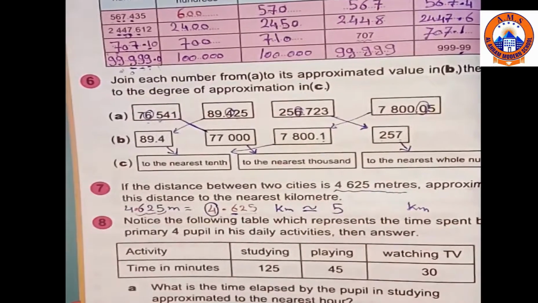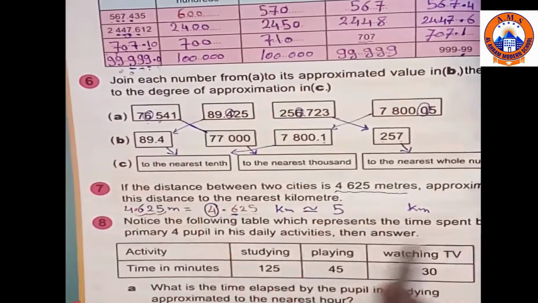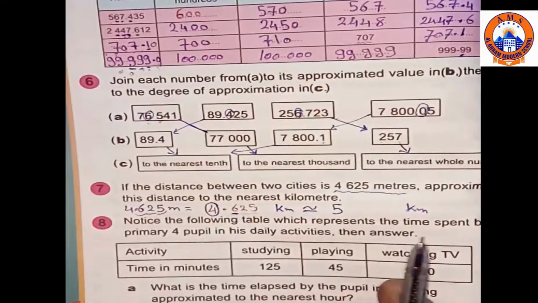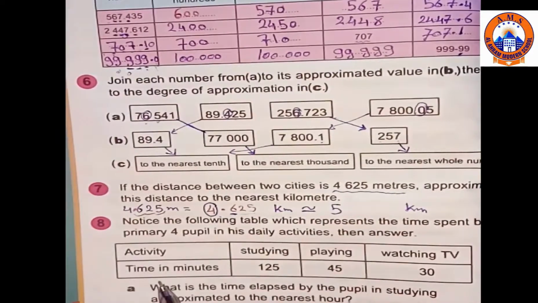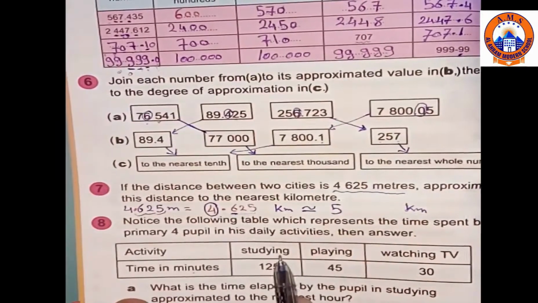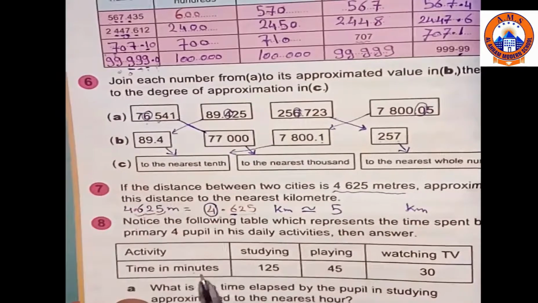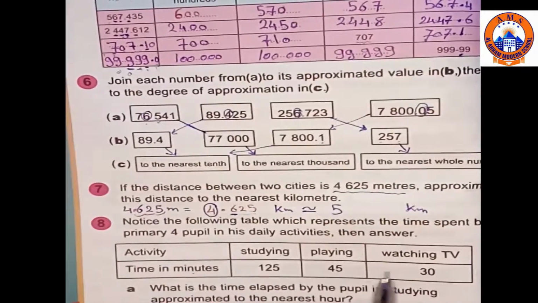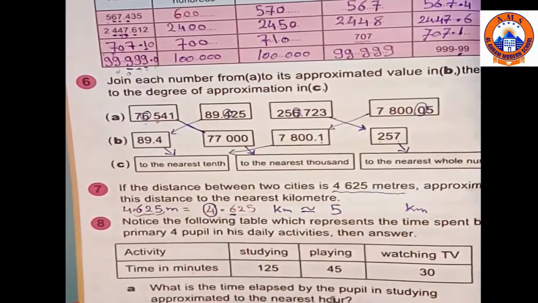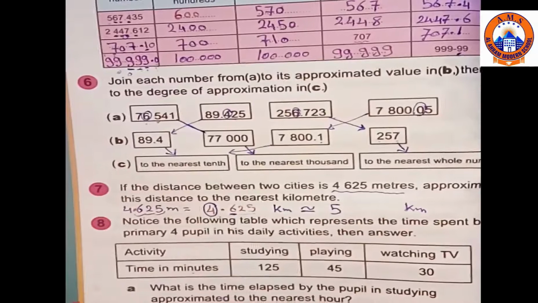Question number 8. Notice the following table which represents the time spent by a primary 4 pupil in daily activities, then answer. The primary 4 student spends 125 minutes studying, 45 minutes playing, and 30 minutes watching TV. Let's answer the questions. What is the time spent by the pupil in studying, approximated to the nearest hour?